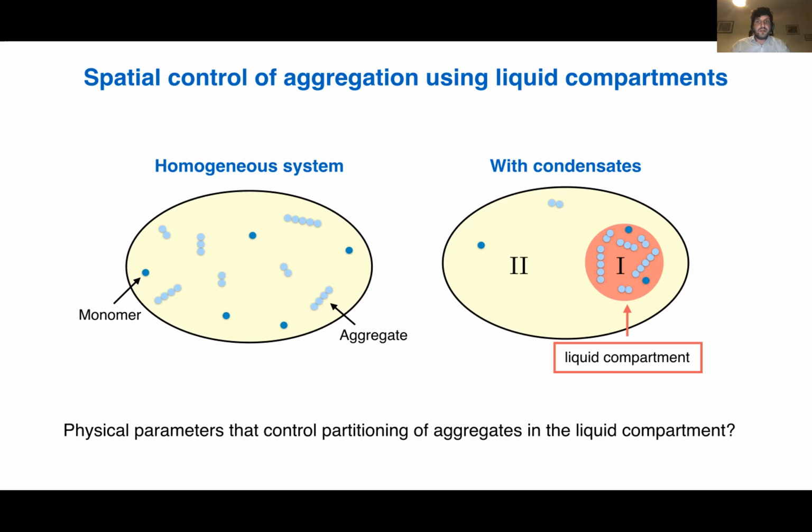And so the key question here is whether weak protein interactions, such as the ones that drive phase separation of these condensates, are sufficient to make these aggregates form mostly inside the condensates, and what are the physical parameters that control the partitioning of the aggregates inside the liquid condensates. And so to answer this question, I have combined the theory of protein aggregation kinetics with the theory of liquid-liquid phase separation. And so I'm going now to introduce two topics, or kind of as two steps.